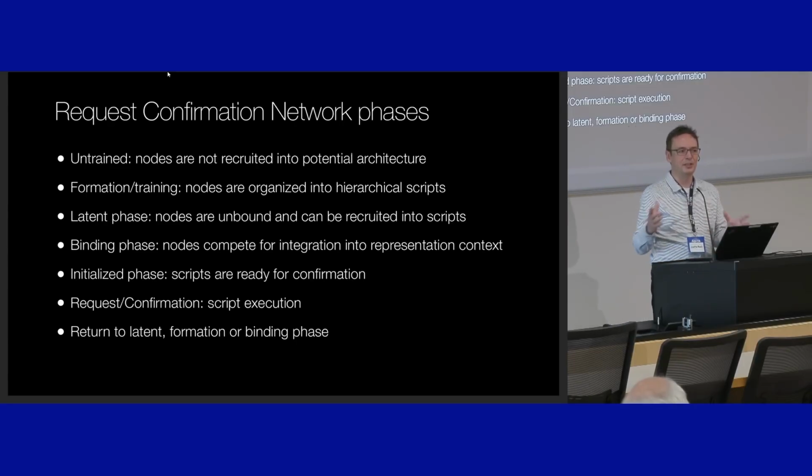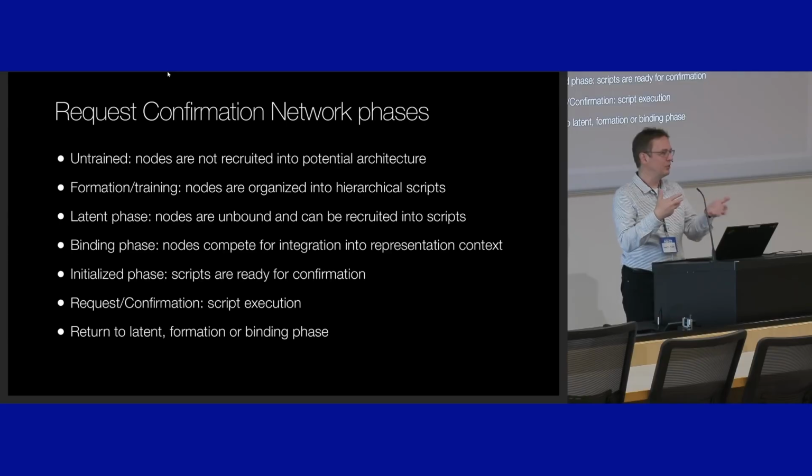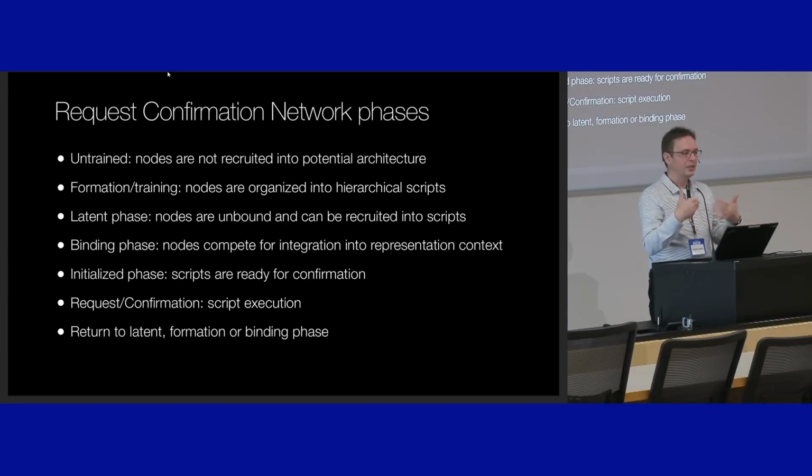So they have an untrained state in which they're basically dormant and don't do anything yet. Then you have a training phase in which they are organized into hierarchical scripts to explain reality. Then you have a latent phase where they are already trained but are not bound yet in a particular scene graph into a particular representation of reality. Then you have a binding phase where you are looking at a scene and try to make sense of it, and it organizes into some kind of dynamic computational architecture that exists in working memory and then can start to simulate reality.